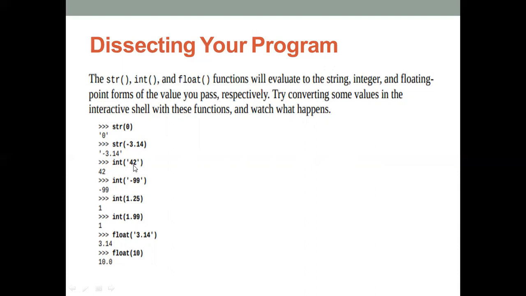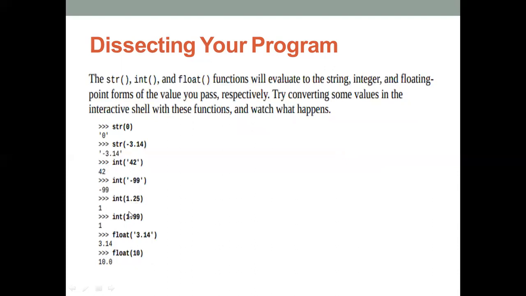See here, you see '42' within single quotes. This one will be considered a string, and this string is converted into 42. Similarly '-99', this one is a string, and it's converted into an integer value. Then 1.25, this one is a floating point number, and it is converted into 1.